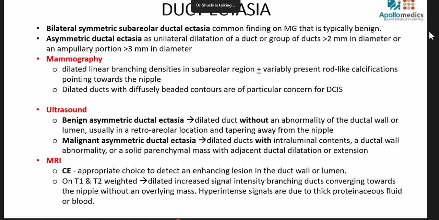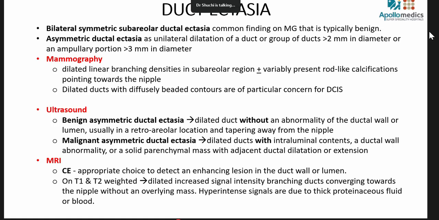Benign is dilated ducts without any abnormality. Malignant is dilated ducts with intraluminal content, a duct wall abnormality, or a solid parenchymal mass with adjacent ductal dilatation or extension. For ductectasia, MRI is the imaging choice after mammography and ultrasound. It is not that it is not needed; it is needed, but after mammogram and ultrasound. If you get an enhancing lesion in the duct wall or lumen, then you are supposed to proceed. On T1 and T2, there is increased signal intensity in dilated, branching ducts converging towards the nipple without an overlying mass.